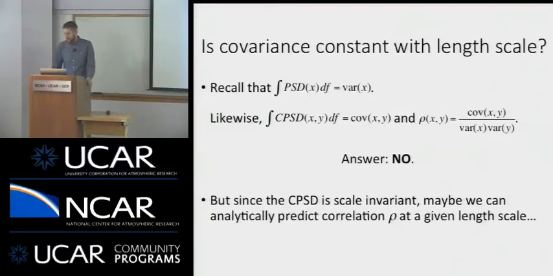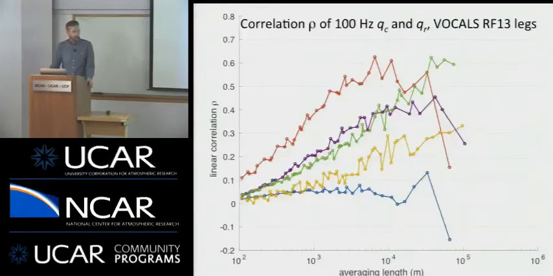So let's test this out. Let's just look at correlation at different averaging lengths from a particular VOCALS flight. So here's RF13, the same flight I've been using as an example. Along here, the coloring of the different curves has no meaning. It's just to differentiate among the different legs. And we can see that there's a fairly complex relationship here.